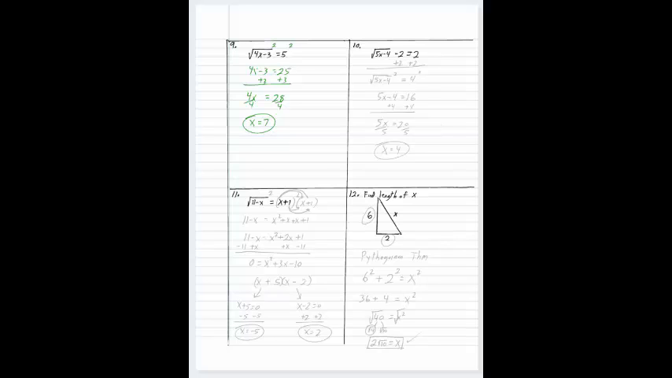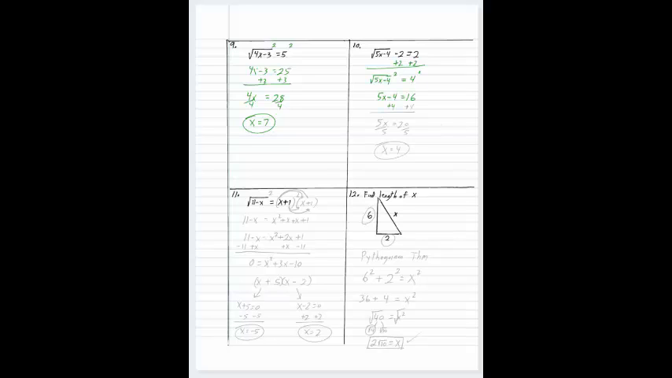For 10, we're going to do something similar, but first let's add 2 to both sides. I want to get the square root part alone. So we get square root 5x minus 4 equals 4. Now let's square both sides. This becomes 5x minus 4 equals 16.